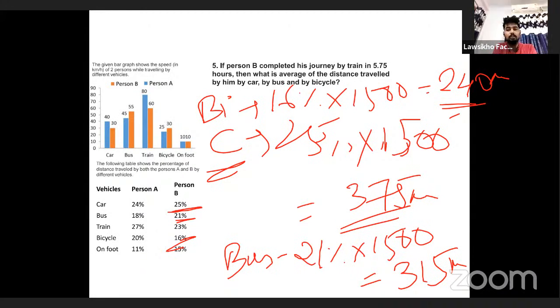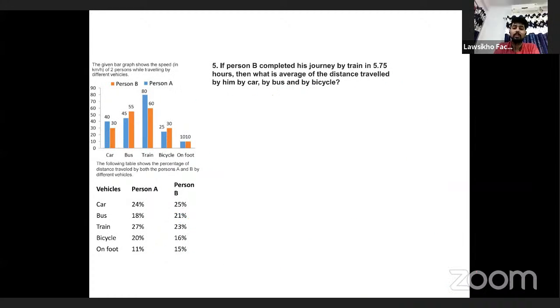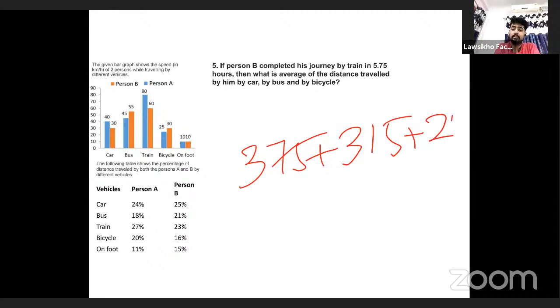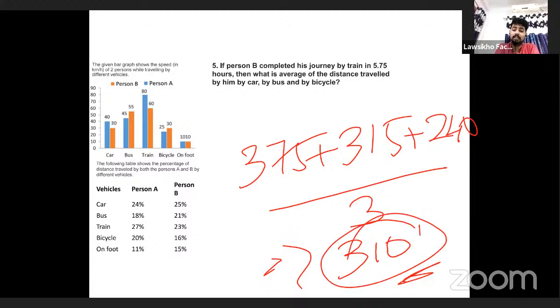तुम्हारे पास तीन डेटा आ चुका है, 240, 375 एंड 315 किलोमीटर। तुम्हें निकालना है एवरेज ऑफ द डिस्टेंस ट्रेवल्ड। ठीक है, तो एवरेज क्या होता है? एवरेज इज द सम अपॉन नंबर ऑफ टर्म्स। ठीक है, तो सम इज 375 प्लस 315 प्लस 240, नंबर ऑफ टर्म्स इज नथिंग बट 3, तो ये कितना आ जाएगा? आंसर वुड बी 310 किलोमीटर्स। तो ये है तुम्हारा एवरेज ऑफ व्हाट वाज ट्रैवल्ड बाय पर्सन बी बाय कार, बस एंड बाइसिकल। ठीक है, समझ में आया?